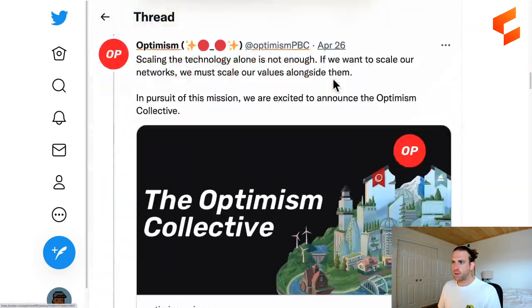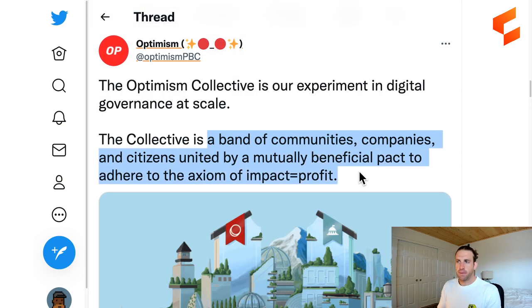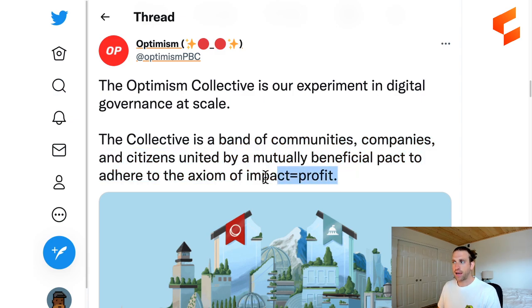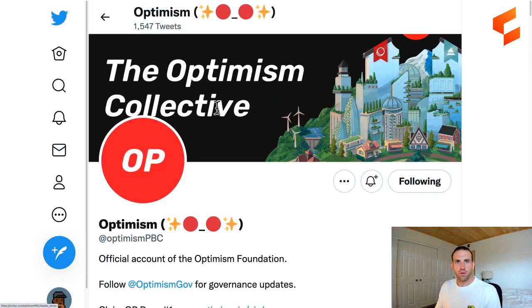Now, what is the Optimism Collective? Really quickly. The Collective is a band of communities, companies, and citizens united by a mutually beneficial pact to adhere to the axiom of impact equals profit. Wonderful. So we've got pretty much the digital governance layer for the OP token. We govern the OP token and, maybe indirectly the OP blockchain through the Collective. Wonderful. So another example right there of potentially kicking off Layer 2 season. We have the Optimism token, the Optimism Collective, that is going to be a community effort of building the blockchain.